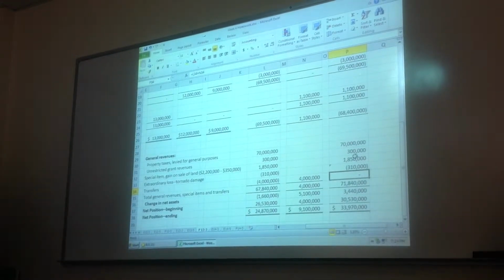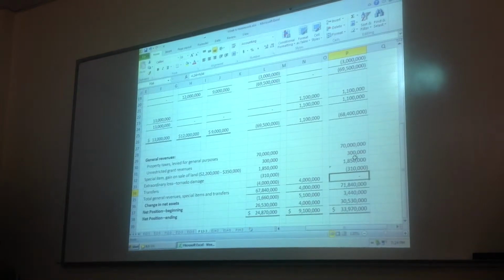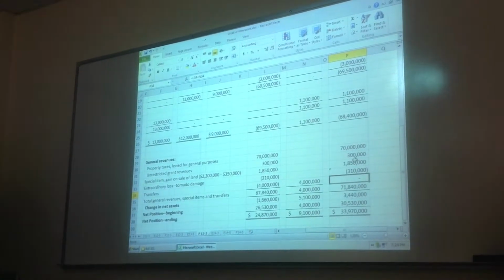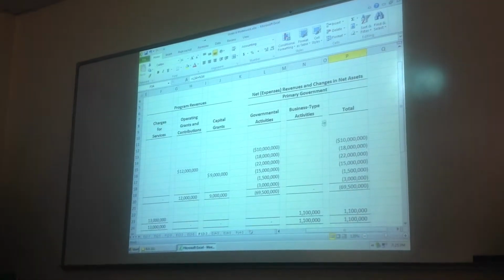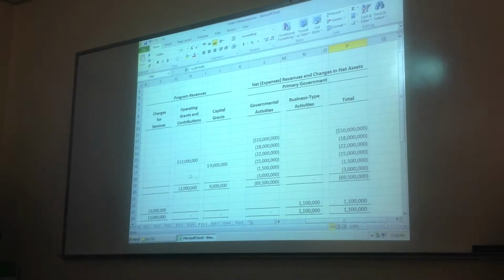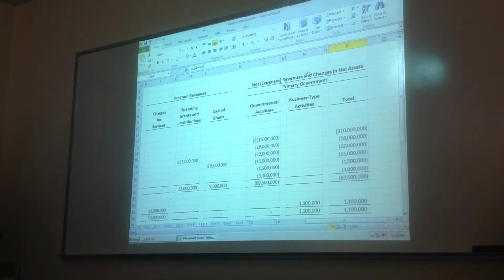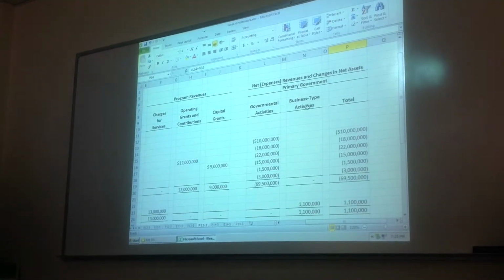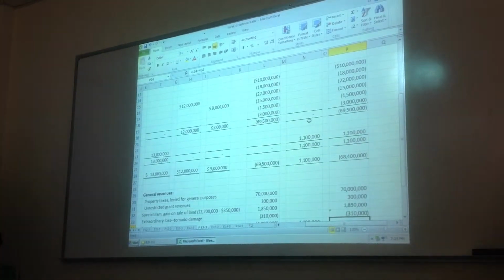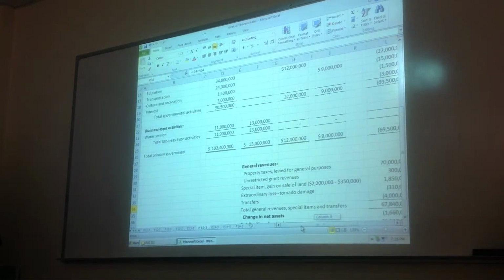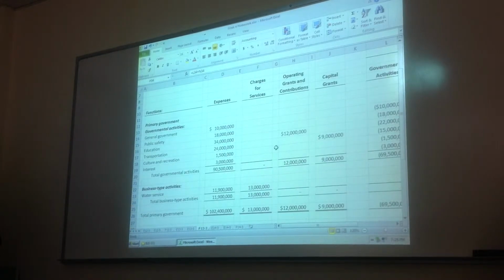Let's see. So, Water Enterprise Fund. Water Enterprise Fund is what type of fund? Business. Business type, right? Business type activity. It's proprietary. So, these all have to do with governmental pieces. Then they get summed up here. Then next to that, we have an aggregated amount of business type activities. Okay? So, under that business type activities, we have water service.